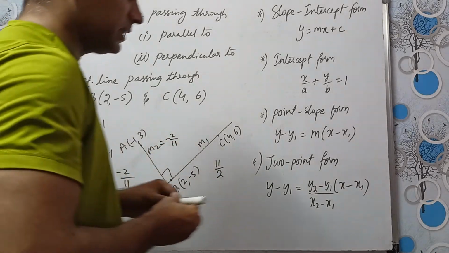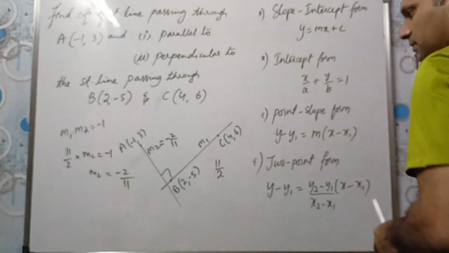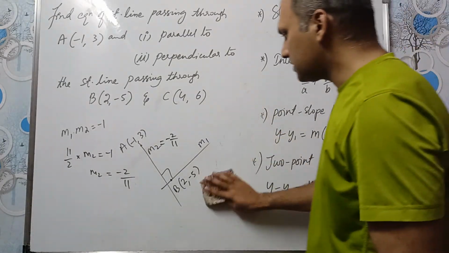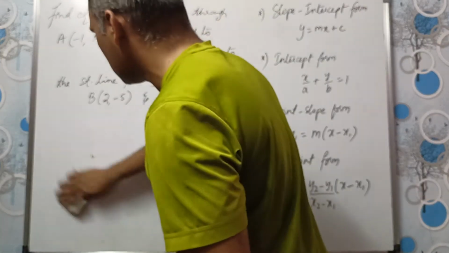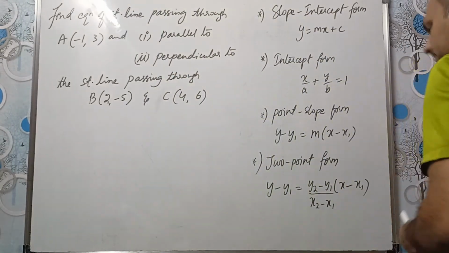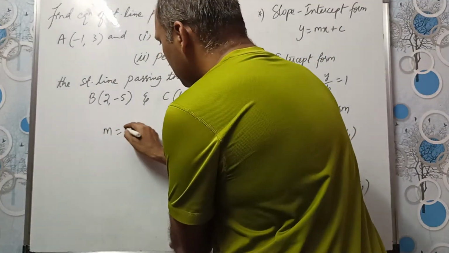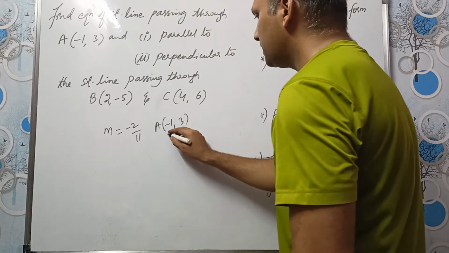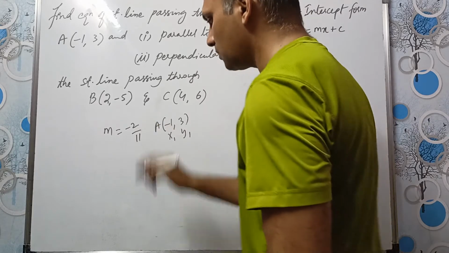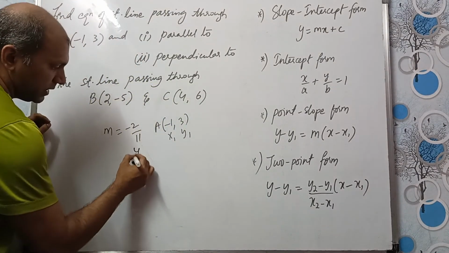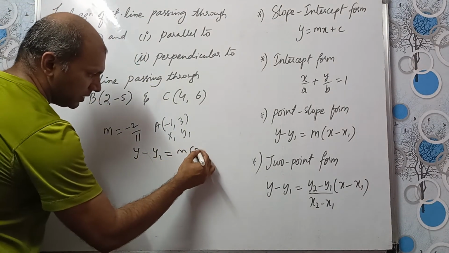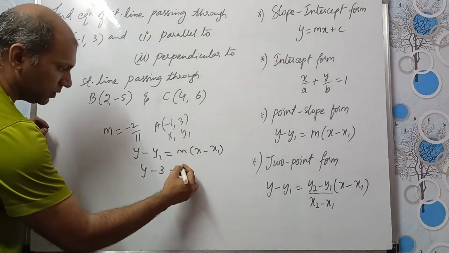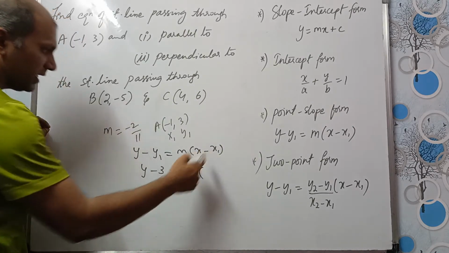Alright. Now we have slope and we have a point. Point slope form. Let us substitute. Minus 2 by 11 is the slope. So m is minus 2 by 11 and (-1, 3) is the point. So this is x1, y1, this is the slope. Let us substitute it here. y minus y1 is equal to m into x minus x1. y minus 3 is equal to minus 2 by 11, x minus x1.